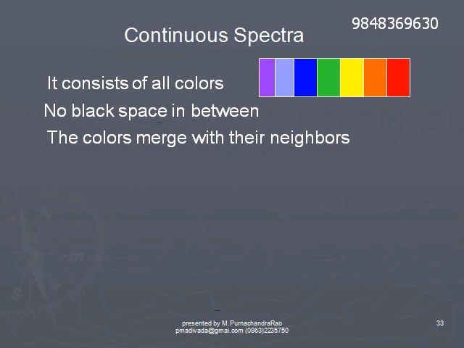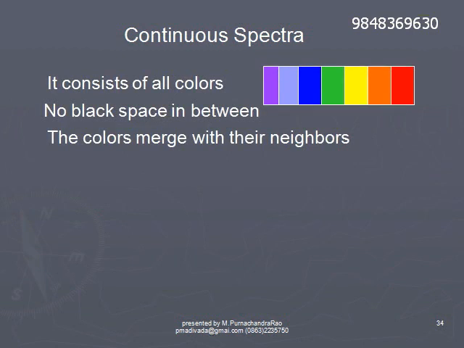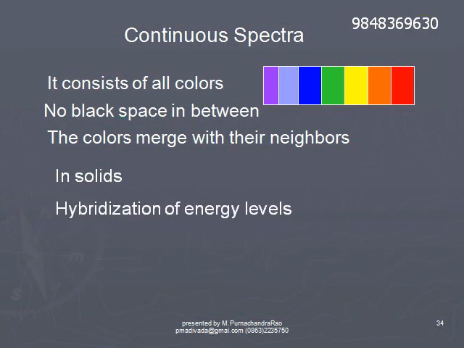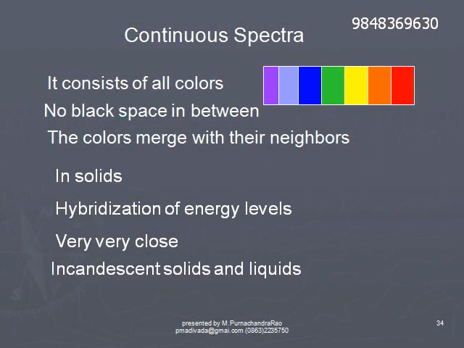When matter is in the form of molecules, hybridization of energy levels takes place. One energy level splits up into a large number of energy levels, which is known as hybridization of energy levels. When the molecules become a liquid or a solid, the energy levels become very, very close.